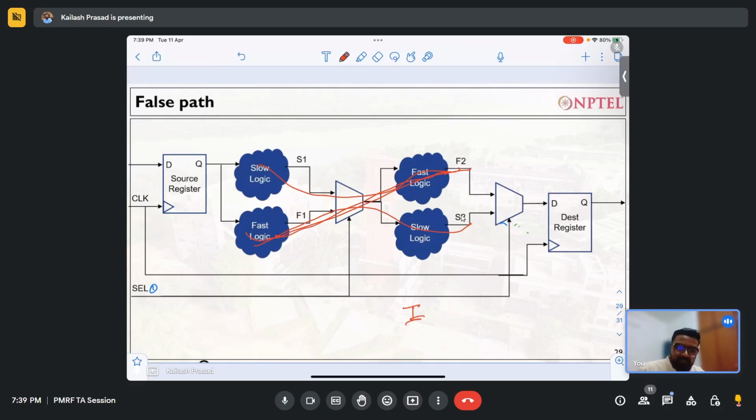Is that clear, everybody? Is that clear? Yes, yes. Right, so this is what we call a false path.